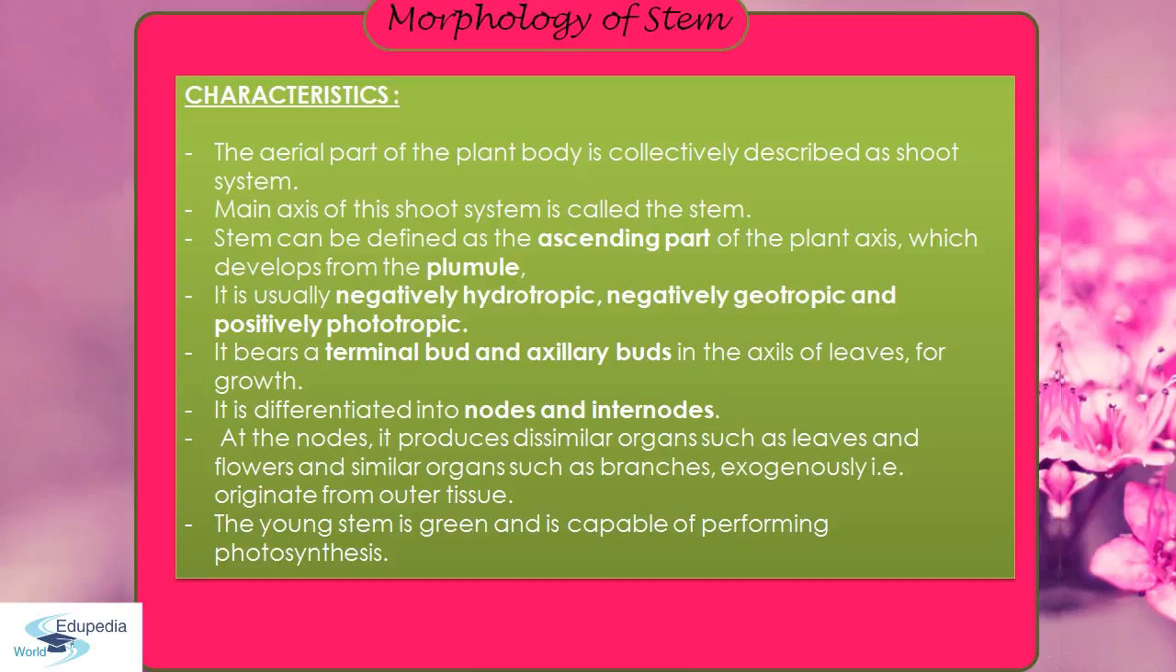It bears a terminal bud and axillary bud in the axil of leaf for growth. It is differentiated into nodes and internodes. Node is the region from where leaf arises, and the region between two nodes is known as internodes. At the node, it produces dissimilar organs such as leaves and flowers, and similar organs such as branches, exogenously. That is, it originates from outer tissue. The young stem is green and is capable of performing photosynthesis.